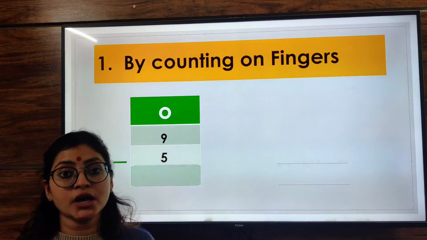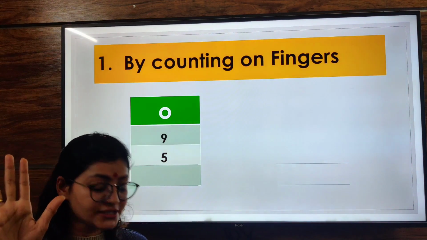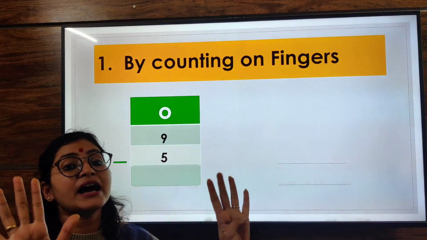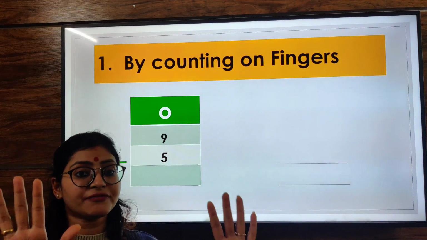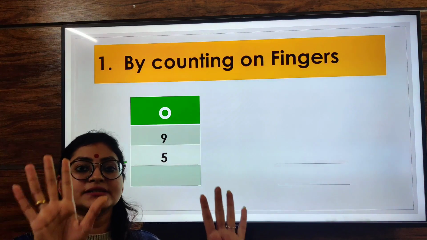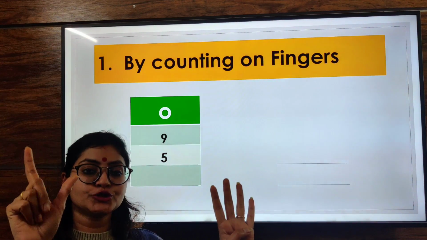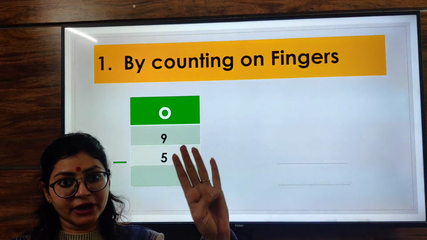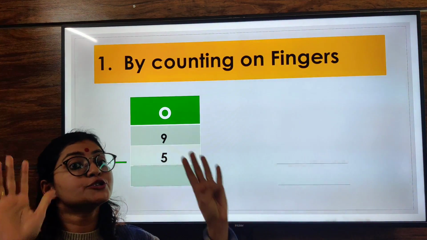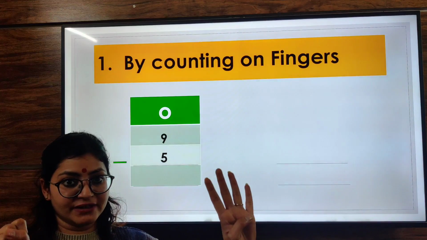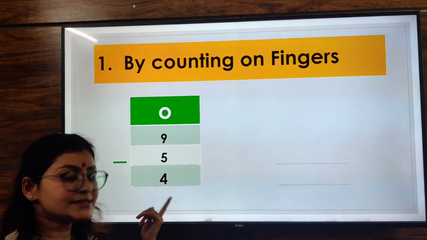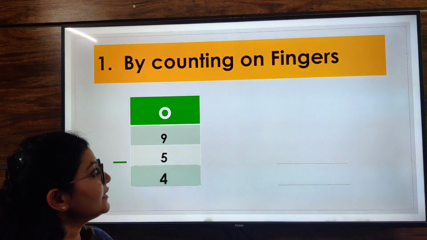So, first I will show 9 fingers. 5 and 4. These are 9 fingers. I have to subtract 5 fingers from these 9 fingers. So, 1, 2, 3, 4 and 5. So, I am left with 4 fingers. So, 9 minus 5 is 4. This is our answer.